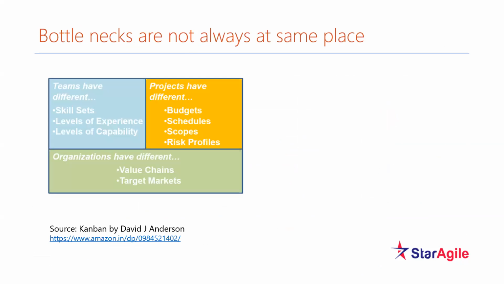Every team has a different skill set. I did not want to show you this, but I'm skipping to it because you asked the question. Teams have different skill sets, levels of experience, and levels of capability. Projects have different budgets, schedules, scopes, and risk profiles. Organizations have value chains and target markets. Every organization and every project is complex based on these dimensions. Based on these dimensions, you may not have a ready backlog and everything to do it in the right way.